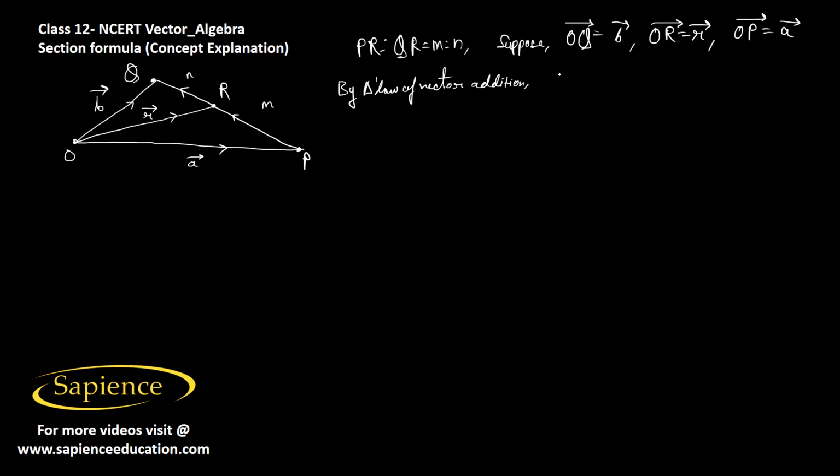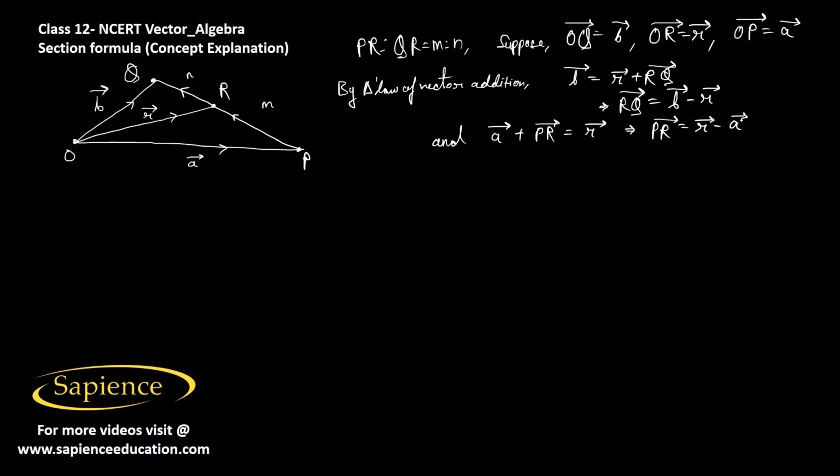Now by using the triangle law of vector addition, we can say that this B vector is obviously equal to R vector plus RQ vector. So therefore RQ vector will be equal to B vector minus R vector. And also by using the same triangle law, we can say that A vector plus PR vector equals R vector. So therefore PR vector is equal to R vector minus A vector.